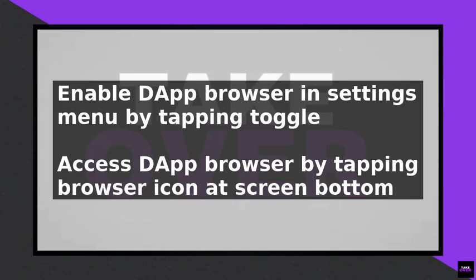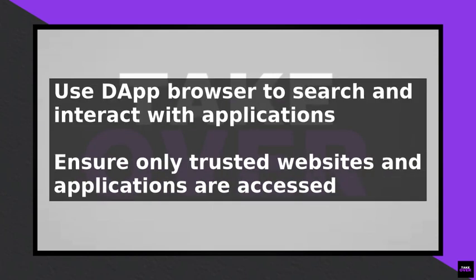After enabling the DApp browser, you can access it by tapping on the browser icon located at the bottom of the screen. This will open the DApp browser where you can search for and interact with various decentralized applications. When using the DApp browser, make sure to only access trusted websites and applications to avoid any potential security risks. It is also important to keep your wallet and browser up to date with the latest security patches and updates.